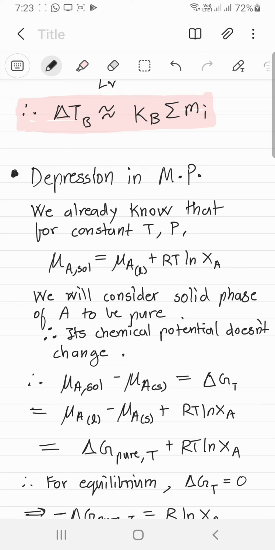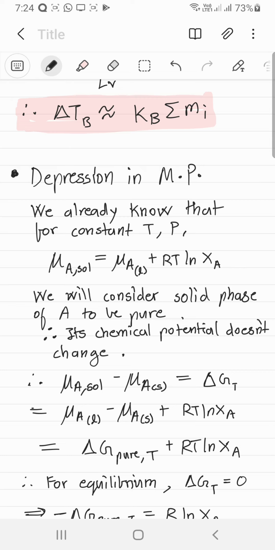So we already know how the chemical potential changes when you change the mole fraction of the substance. At constant temperature and pressure, for a certain temperature and pressure, we are not changing with respect to pressure over here, we're just changing with respect to the concentration. So you know how the chemical potential of the liquid phase in the solution changes.